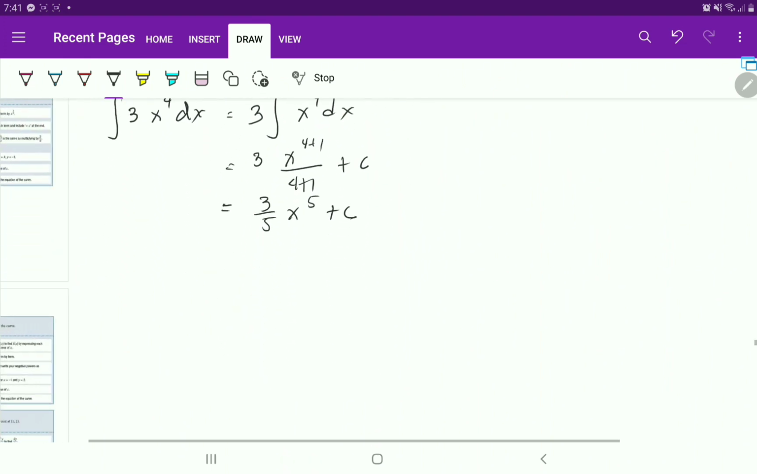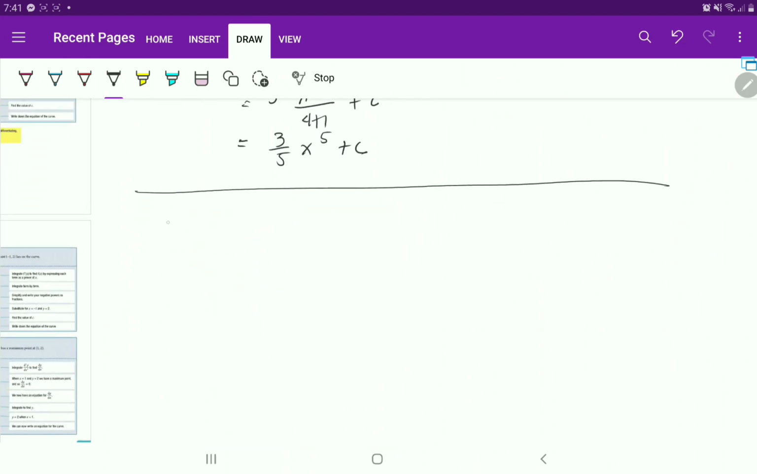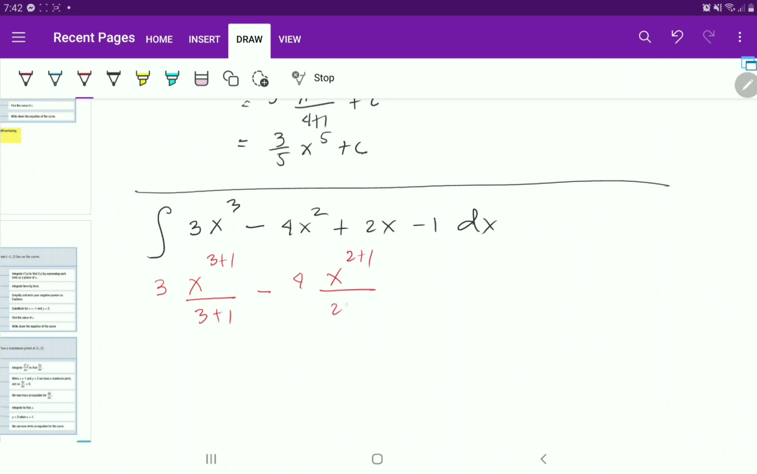Now, what about if we combine all of this? Let's say, for example, my question is, find the integral of 3x cubed minus 4x squared plus 2x minus 1 with respect to x. Again, you just need to apply the formula on each term. So for the first term, you will have 3x raised to the 3 plus 1 over 3 plus 1, minus 4x to the 2 plus 1 over 2 plus 1, plus 2x to the 1 plus 1 over 1 plus 1. And that's a constant, so minus x, and don't forget your plus c.